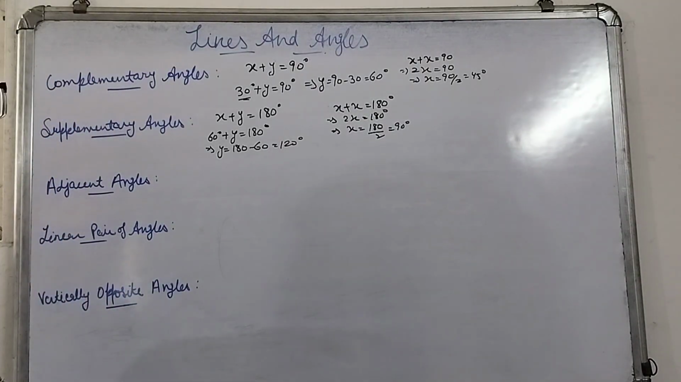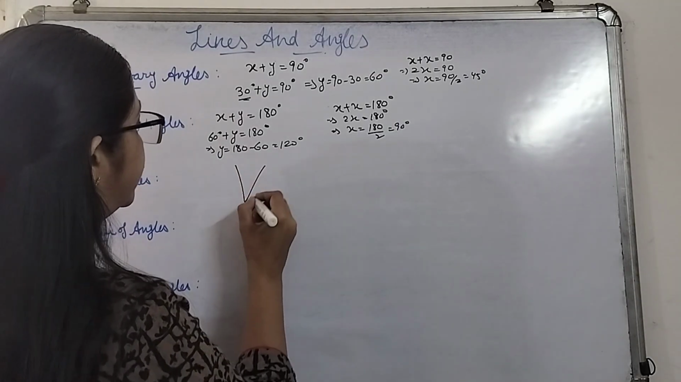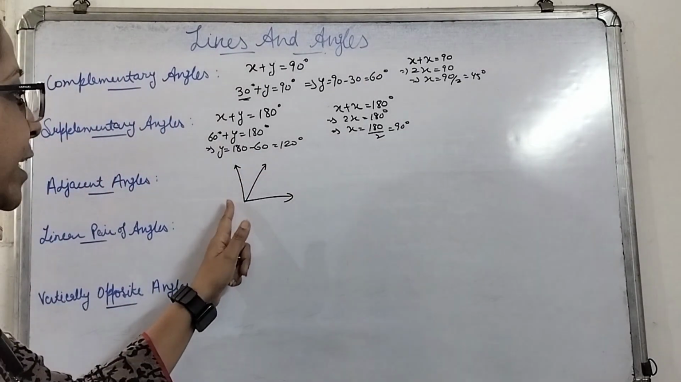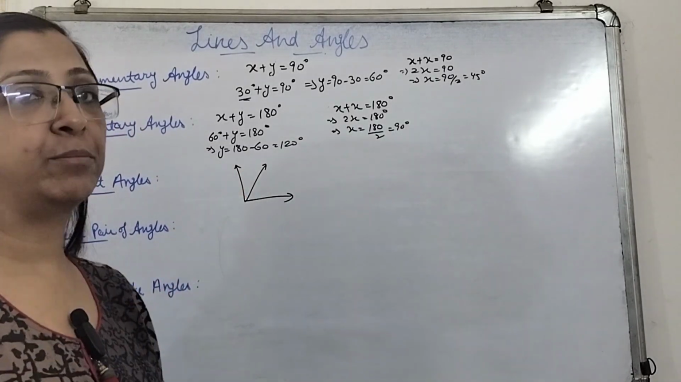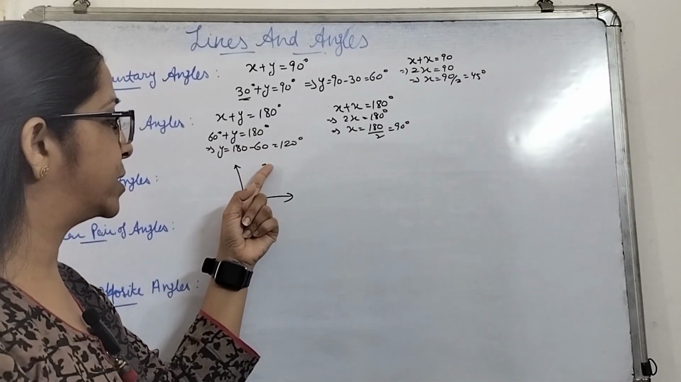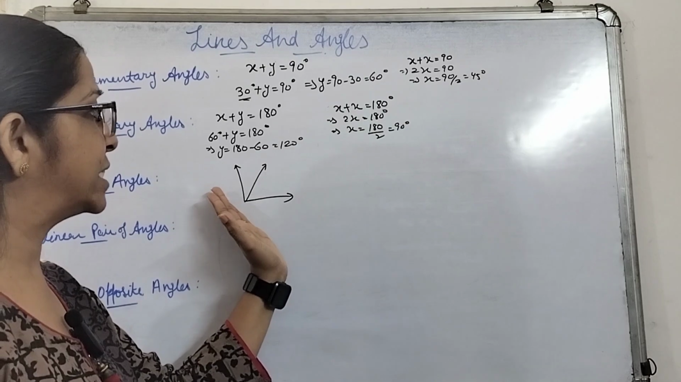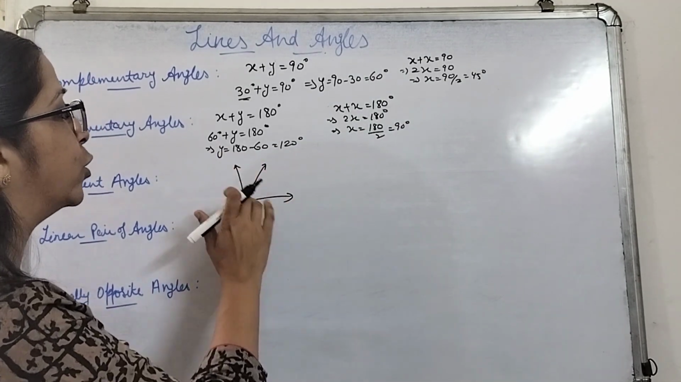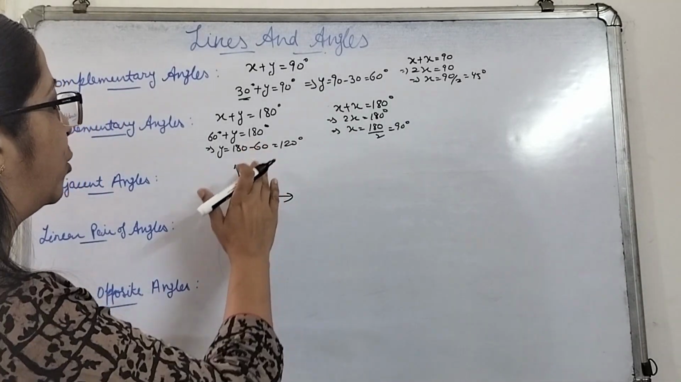Now come to adjacent angles. What are adjacent angles? If there are two angles such that they originate from the same point, that means they have a common vertex and one common arm. For the two angles, if one common arm is there, they have the common endpoint, meaning the starting point vertex is the same for both angles, and the non-common arm will be in the opposite direction of the common arm.